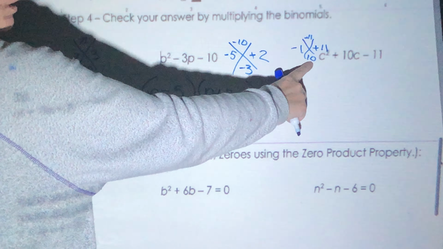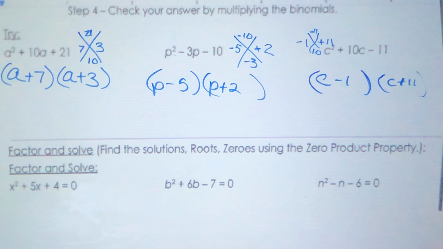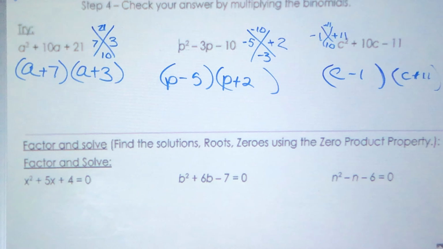And it doesn't matter which order you put the two different parentheses in. You could say c plus 11, c minus 1, it doesn't matter. But those are the two factors of that trinomial.